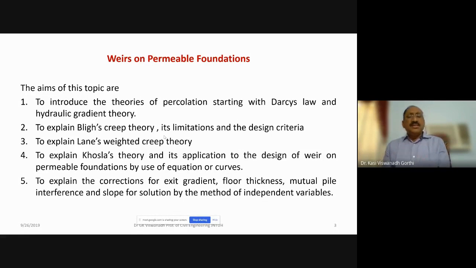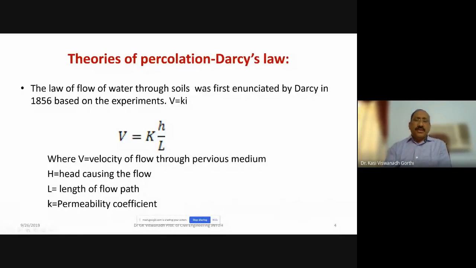Then there are certain correction factors also: correction for the exit gradient, correction for the floor thickness, correction for the mutual interference of piles, and correction for the slope, by the method of independent variables. These are all the topics aimed for weirs on permeable foundation.